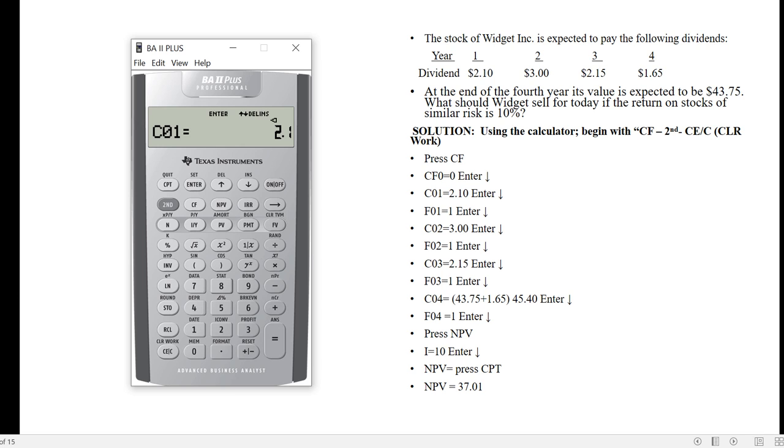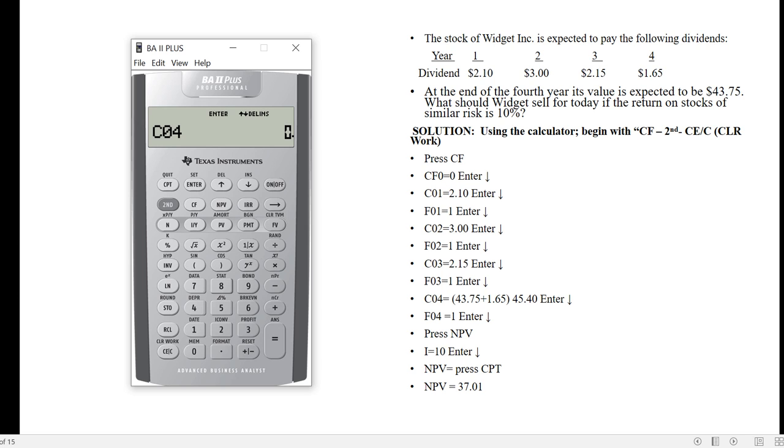$2.10, enter, down arrow. The frequency of that particular cash flow is only 1 time, so enter, down arrow. Cash flow 2 is $3, so 3, enter, down. The frequency of that one is 1, enter, down arrow. Cash flow 3 is $2.15, enter, down arrow. The frequency is 1, enter, down arrow. And then if you notice on cash flow 4, we need to add the dividend for the 4th year and also the expected value at that time.